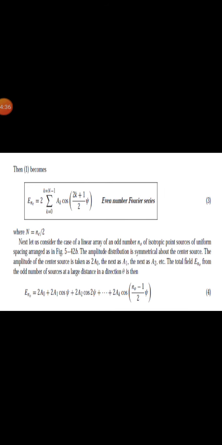Now let us consider the case of a linear array of an odd number NO of isotropic point sources of uniform spacing arranged in this figure, where the amplitude distribution is symmetrical about the center source. The amplitude of the center source is taken as 2A0, the next is A1 and the next is A2. The total field ENO from the odd number of sources at a large distance in the direction theta is then ENO equal to 2A0 plus 2A1 cos psi plus 2A2 cos 2psi and so on up to 2AK cos((NO-1)/2 psi).